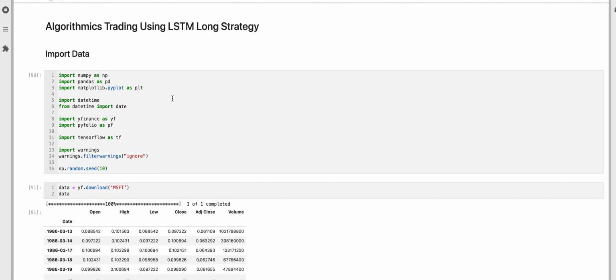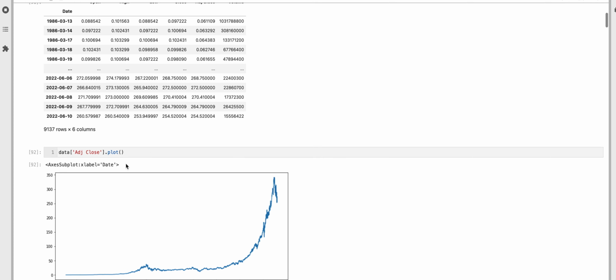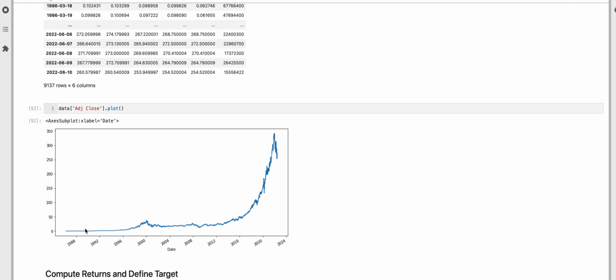First, we will load all the necessary Python packages. We will use the Yahoo Finance package to import the historical data. In this example, we will import the Microsoft dataset for backtesting. Next, we will visualize the time series of the adjusted close. Apparently, this is a highly non-stationary time series, right?